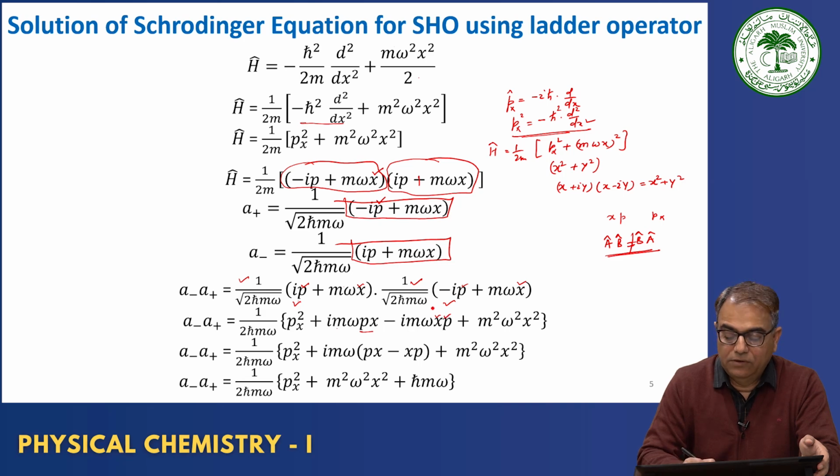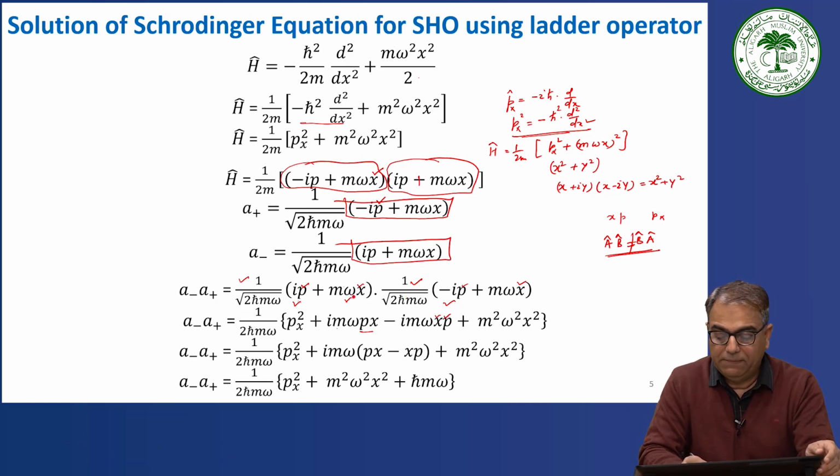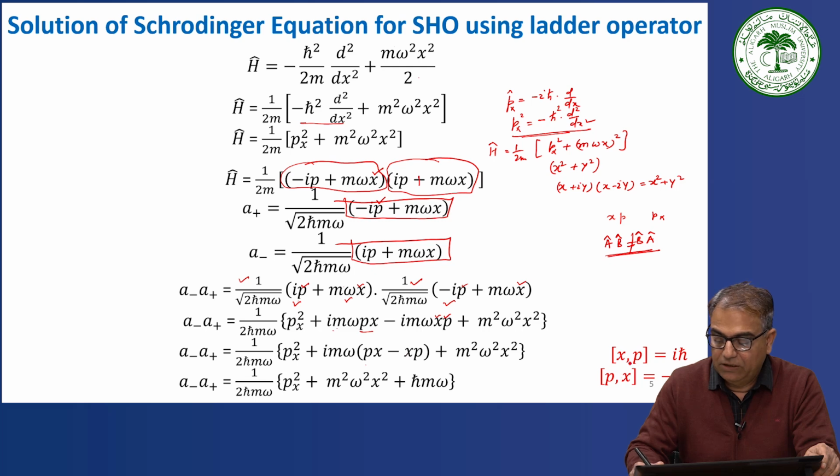So you will always have to remember that the sequence should not change, because it is operator algebra and not number algebra. Then if you multiply this with this one, you get m squared omega squared x squared. Now what you can do, i omega is common, so bring i omega outside, and then you have Px minus Xp, and Px minus Xp is the commutator.